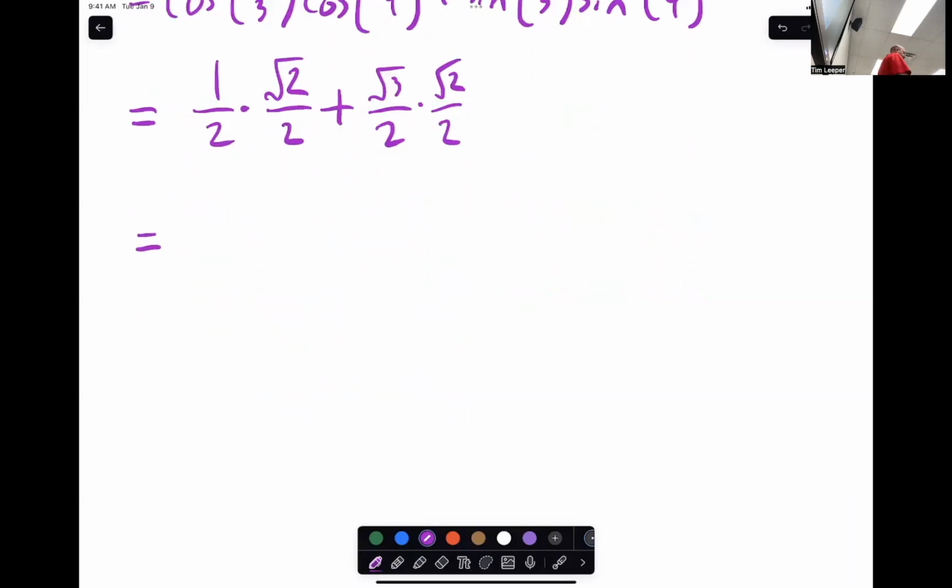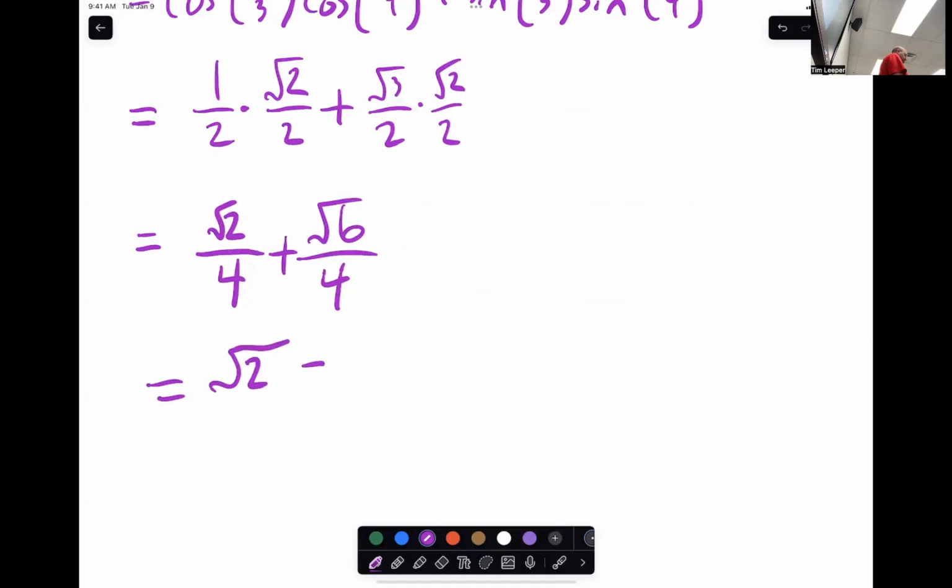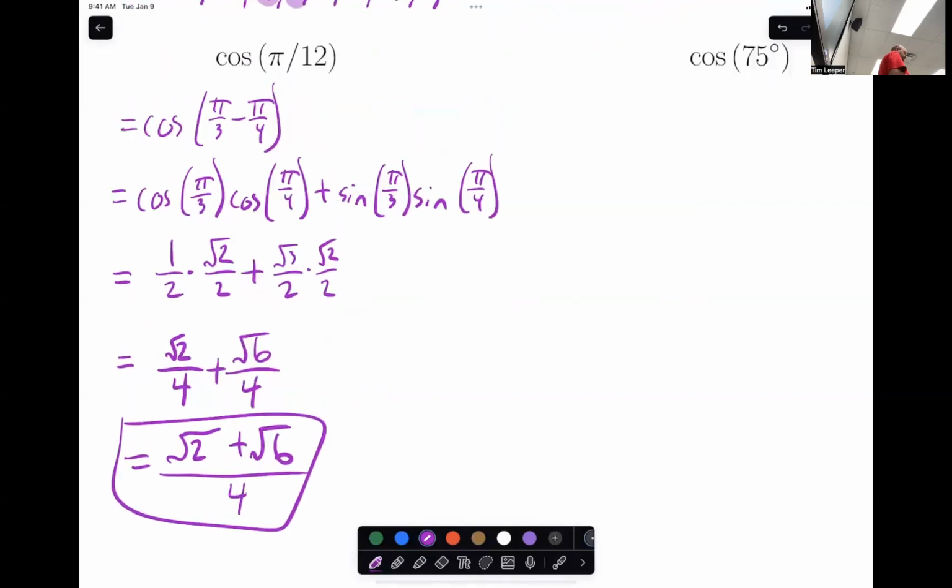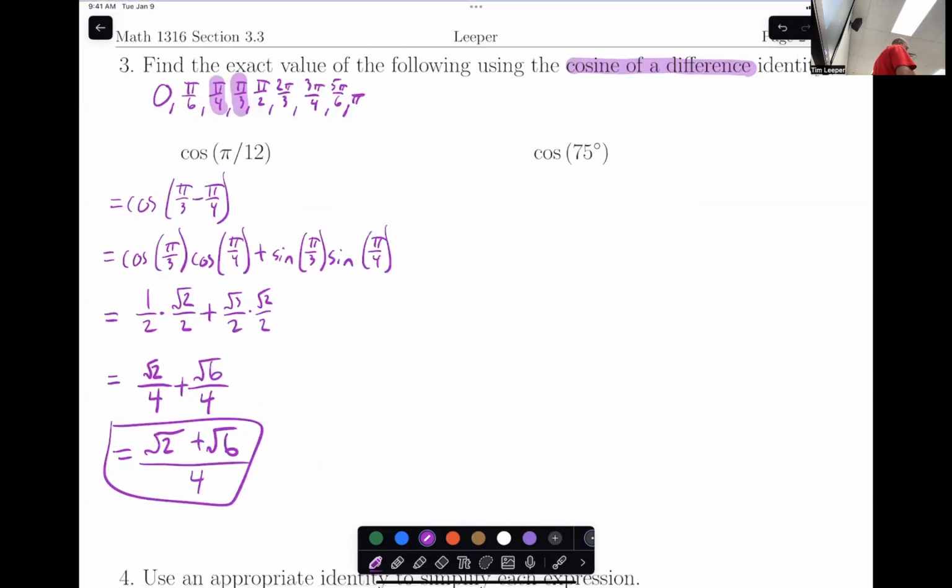Multiply straight across. 1 times square root of 2 is square root of 2. 2 times 2 is 4. And then plus square root of 3 times square root of 2 is square root of 6 over 4, which combines to square root of 2 plus the square root of 6 all over 4. So the cosine of pi over 12 is the square root of 2 plus the square root of 6 all over 4. Notice we're adding in even more angles than we already knew, all with just these identities. Wonderful.